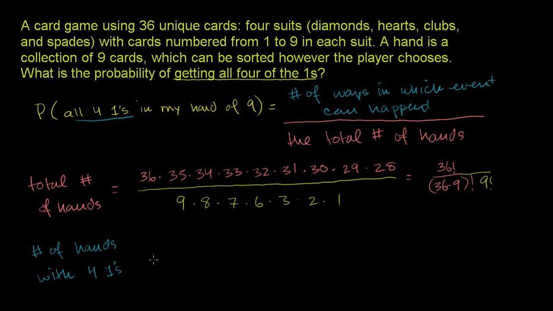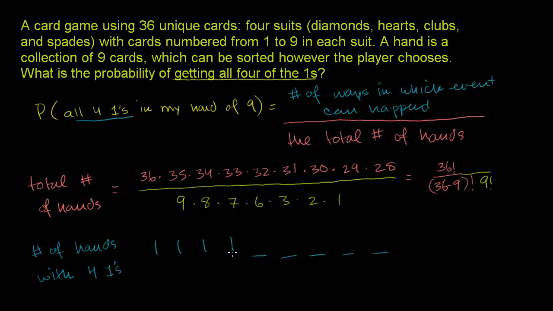But here, we're not only picking 4 cards. 4 of the cards are going to be ones. 1, 2, 3, 4. But the other 5 cards are going to be different. So 1, 2, 3, 4, 5. So for the other 5 cards, considering that of the 36 we would have to pick 4 of them already in order for us to have 4 ones.